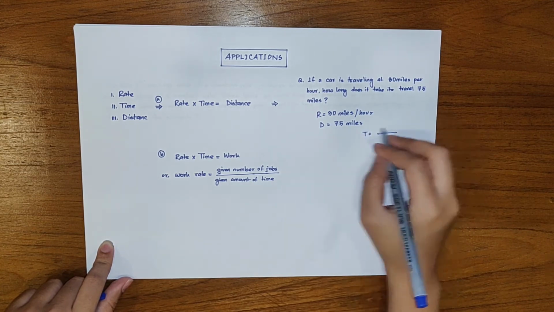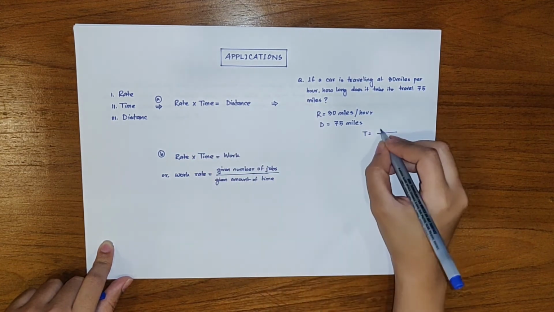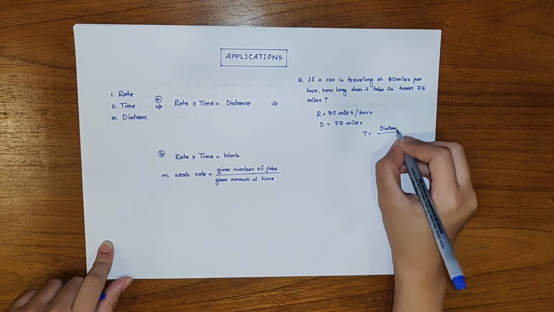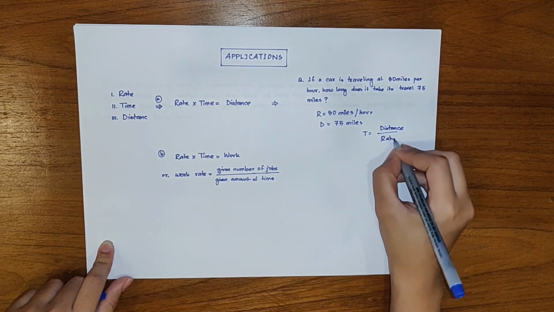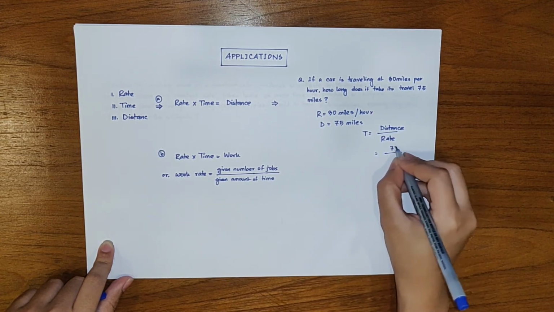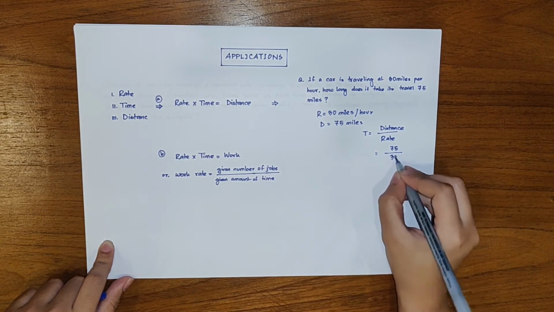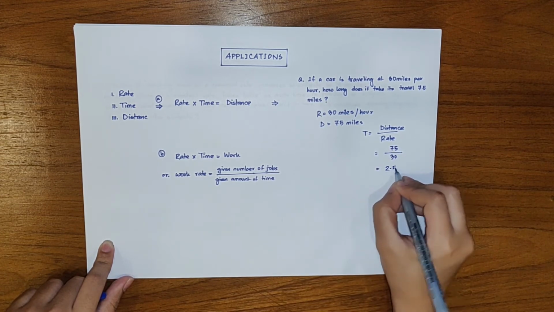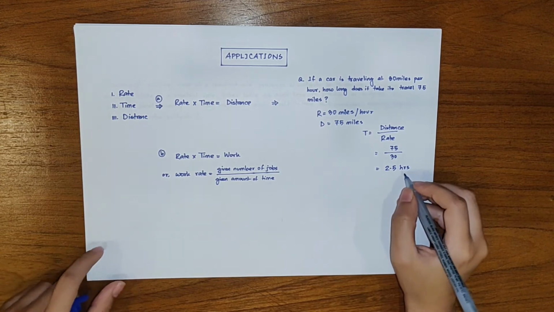Time will be distance divided by rate. So we have 75 divided by 30, which is equal to 2.5 hours.